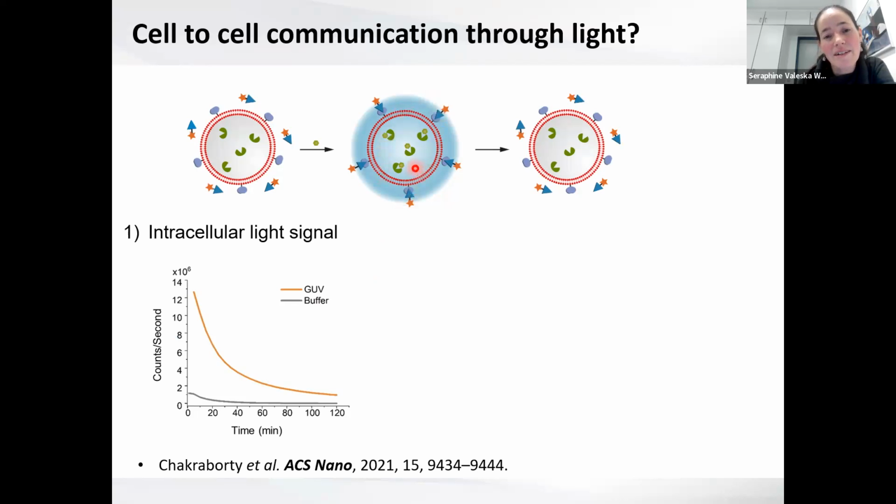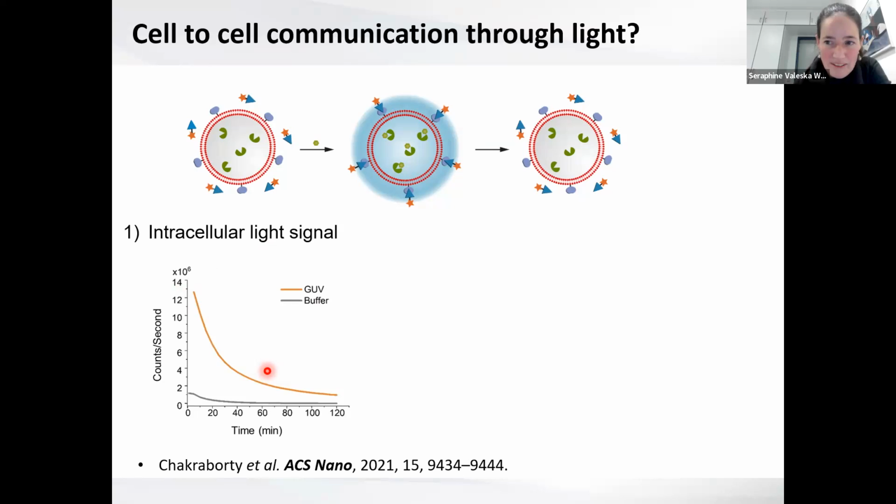in a sender cell. And so we did, and we encapsulated a vanilla luciferase within a giant vesicle. And then when we add the substrate, we can see that we can generate high photon counts. And these decay, of course, as the substrate is consumed, but we can actually re-initiate light production when we add new substrate.